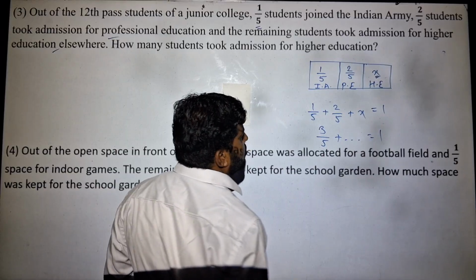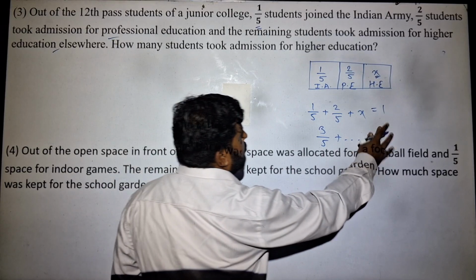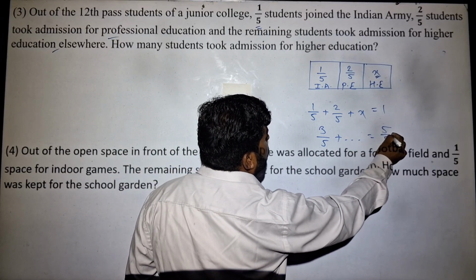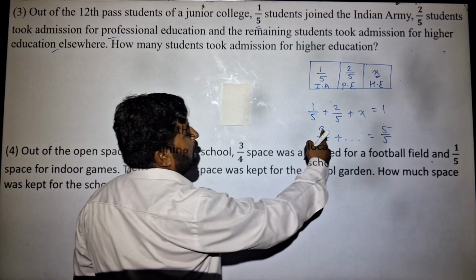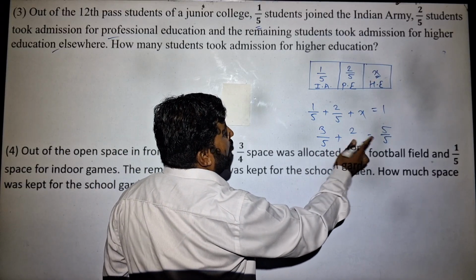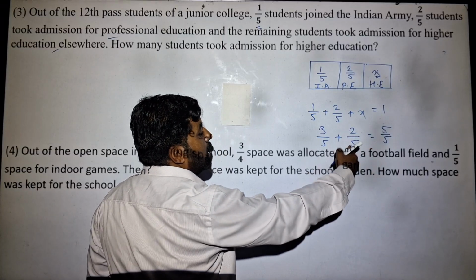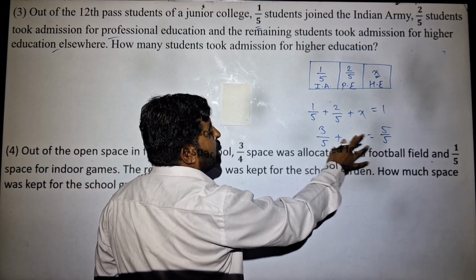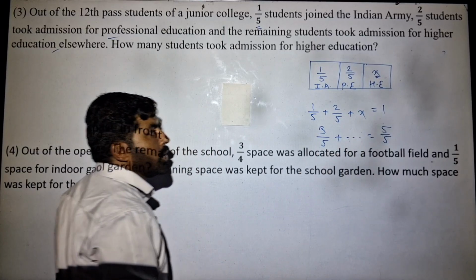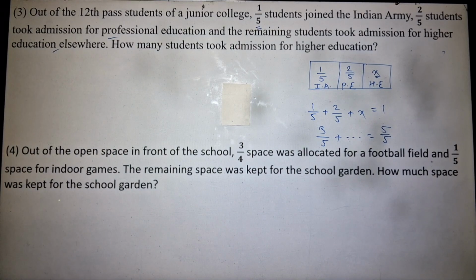What is the value of X? The answer becomes 1, that means 5 by 5. If we take the value as 2 and the denominator is 5, then the answer becomes 2 by 5. That means 2 by 5 of the students took admission for higher education.